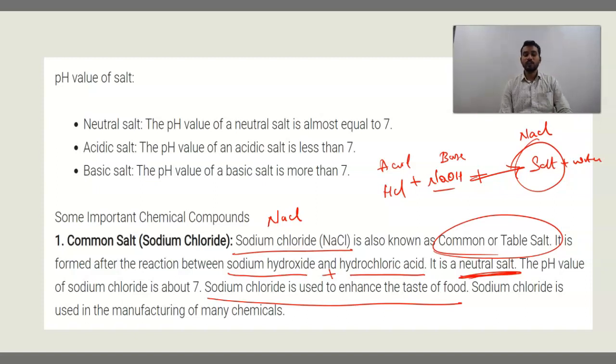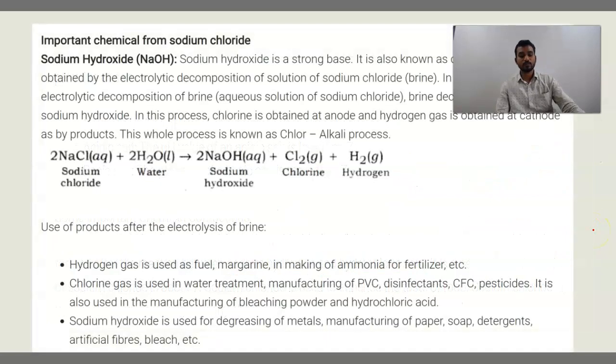So where are we using this? It is used to enhance the taste of food. In your diary, in our home, everywhere we can see table salt or common salt, used to increase the taste of food. Sodium chloride is used in many manufacturing chemicals. Even in manufacturing many chemicals, we use sodium chloride. Sodium chloride is the head of the family of salts.